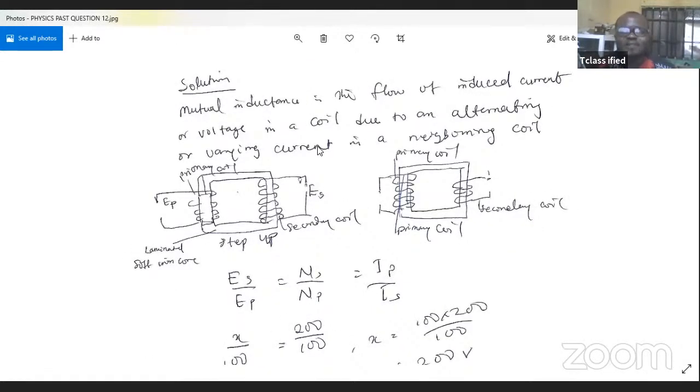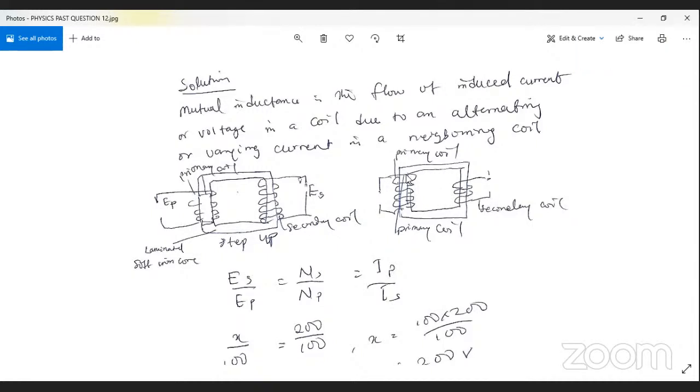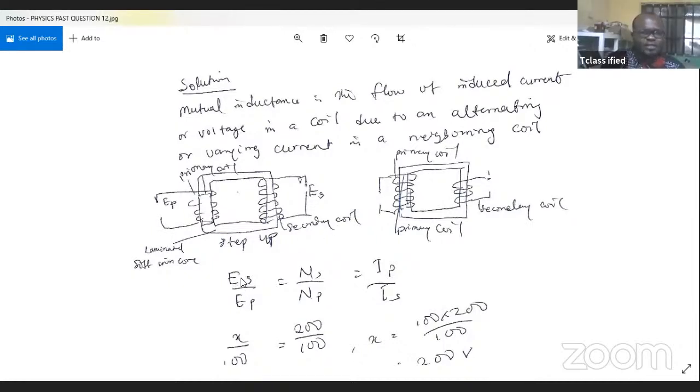Solution. Mutual inductance is the flow of induced current or voltage in a coil due to the alternating or varying currents in the neighboring coil. So if you're having a step-up transformer, you're going to have fewer coils on the primary and more on the secondary. Whereas if you're having a step-down transformer, you're going to have more coils on the primary, and you'll have less on the secondary. Because the more the coil, the more the EMF. And that's what we have here. The more the coil, the more the EMF.